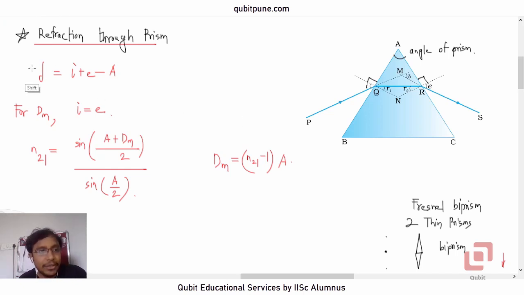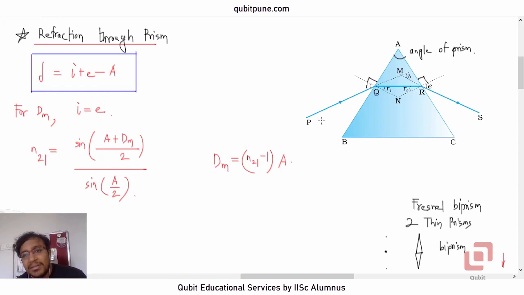Anyways, what are the important relations associated with prism? First one is the angle of deviation delta. Angle of deviation basically tells us the angle between the direction of the incident ray and the direction of the emergent ray. So you can see that here. PQ has been extended to M, and SR has been stretched backwards to M, and that angle is our angle of deviation delta.